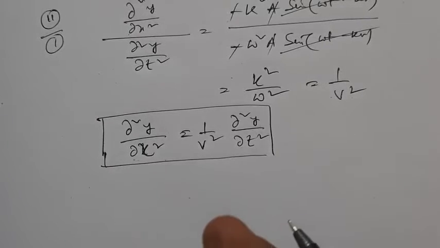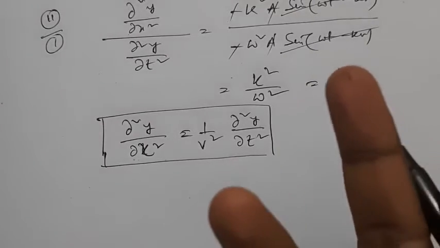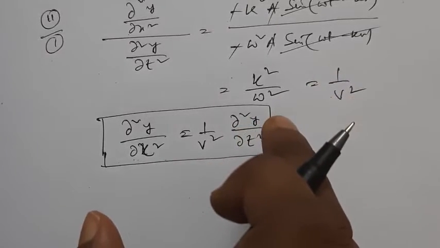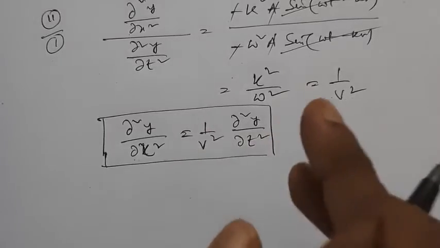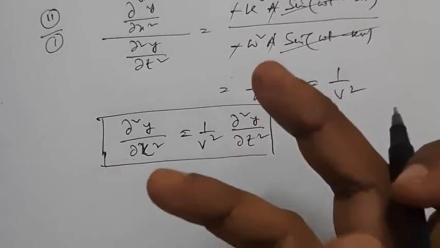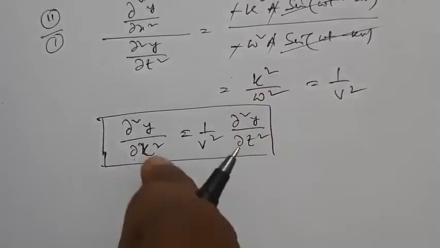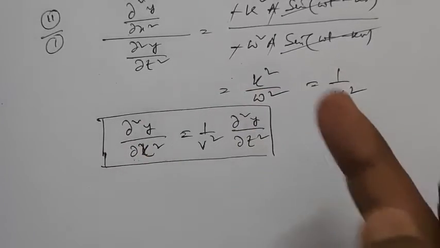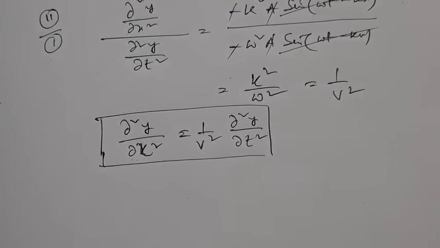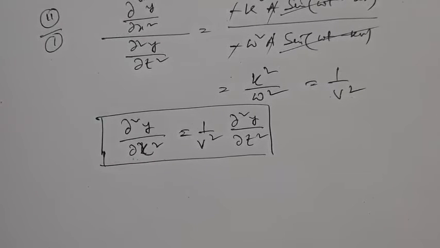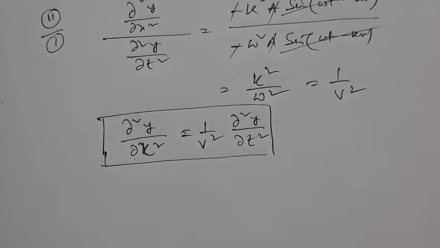Now conversely, if any one-dimensional disturbance satisfies this equation, it is obviously a progressive wave. I repeat, conversely, if any one-dimensional disturbance satisfies this equation, it is obviously a progressive wave. Now we are going to discuss a few points about the difference between the particle velocity and the wave velocity.